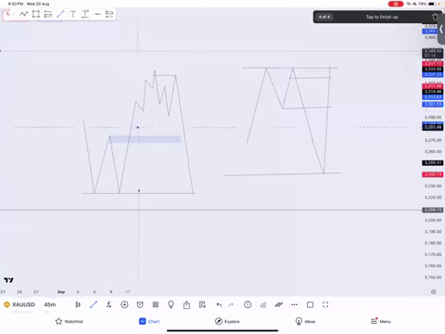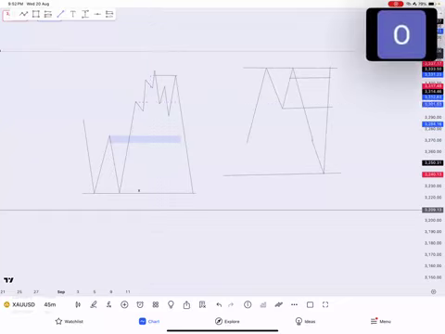So any point of interest you literally have enclosed inside of a liquidity pool, do not use it to try and reverse the market when price has not yet taken out that liquidity you have there. You guys following me?